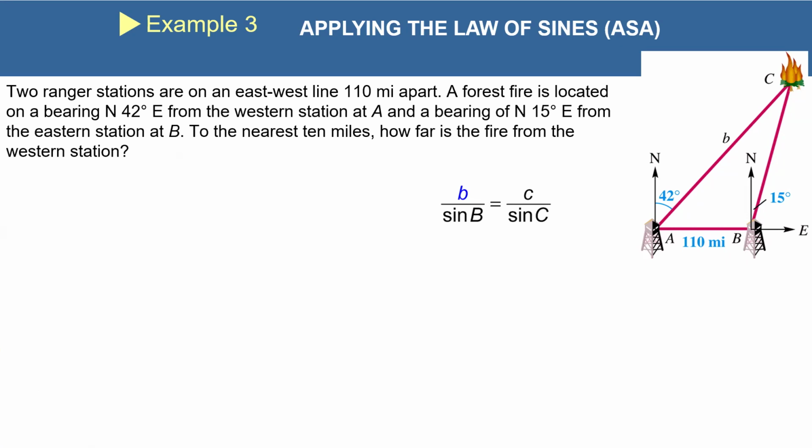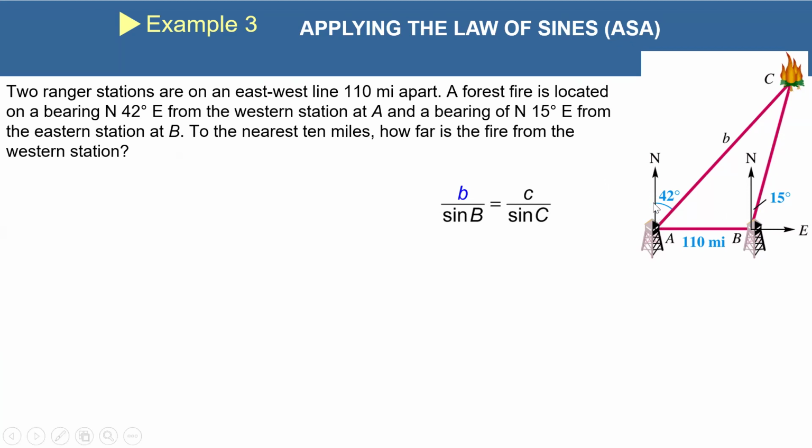So it says here that two ranger stations are on an east-west line 110 miles apart. So here are my two stations. They're 110 miles apart. A forest fire is located on a bearing 42 degrees east from the western station at A, and then at bearing north 15 degrees east from the eastern station at B.